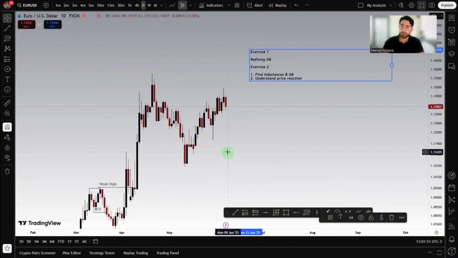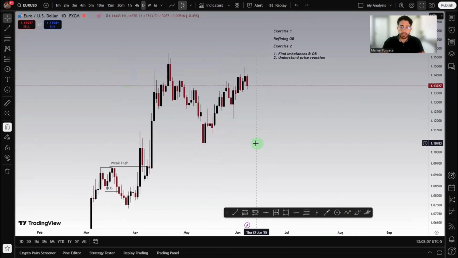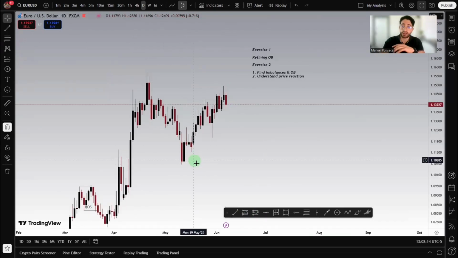Okay, we're gonna do an example of refining order block. I'm gonna show you how, and if you want to use the same tools I use, it will be really great. Okay, now look at the next example that we have. This is the Euro USD example. Let's try to apply everything we have learned so far. So we're gonna try to recognize if this is a strong low or a weak low. Remember, we already know how to do it.